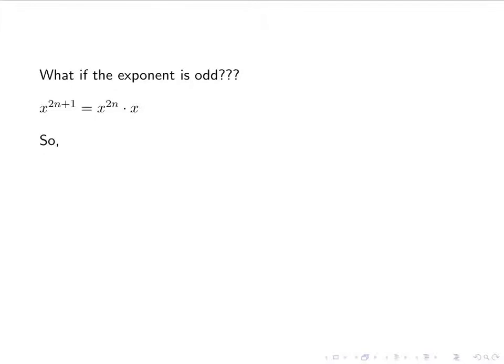So if I look at it all together, I have the square root of x to the 2n plus 1, which equals the square root of x to the 2n times x, which I can then separate using, again, rules of exponents to the square root of x to the 2n times the square root of x. The square root of x to the 2n is x to the n, so I'm left with x to the n times the square root of x.